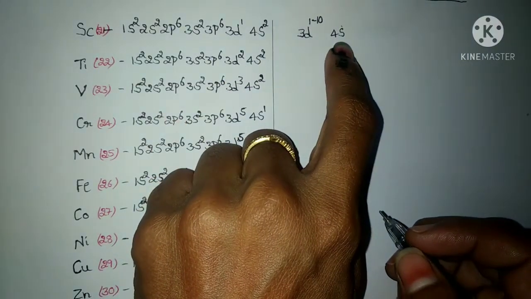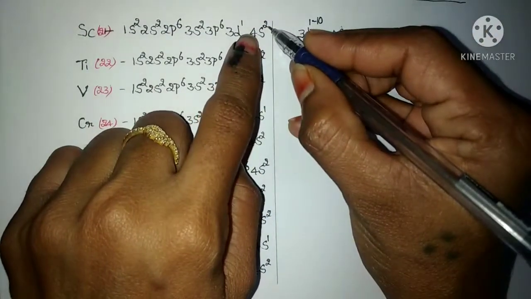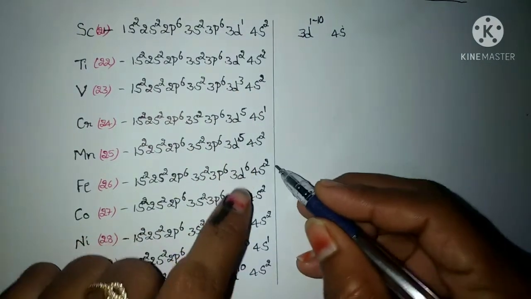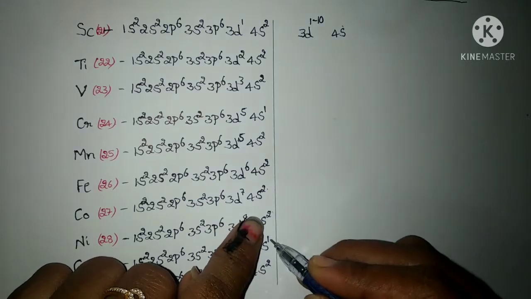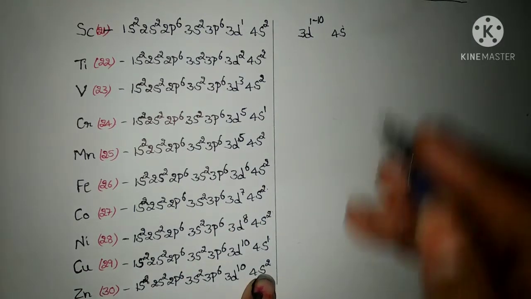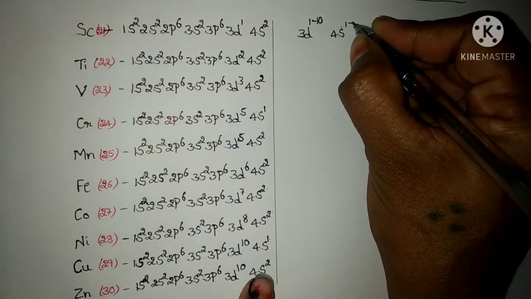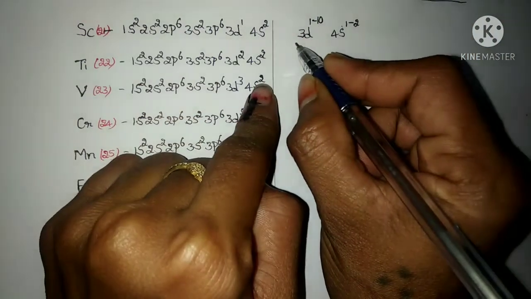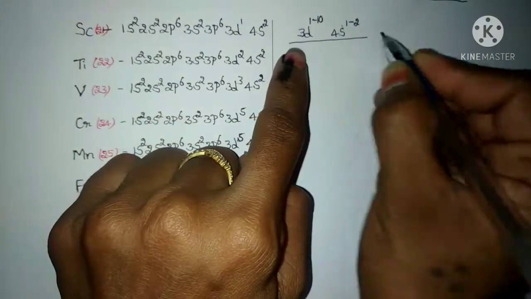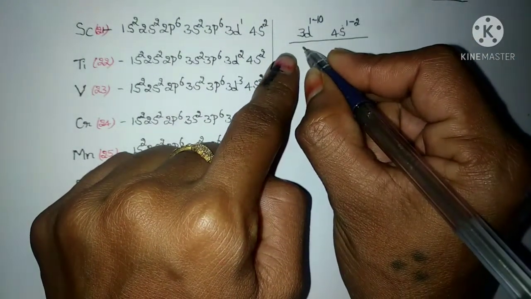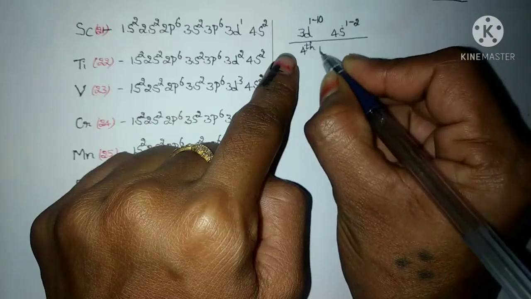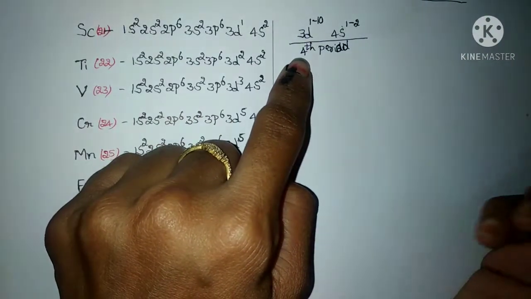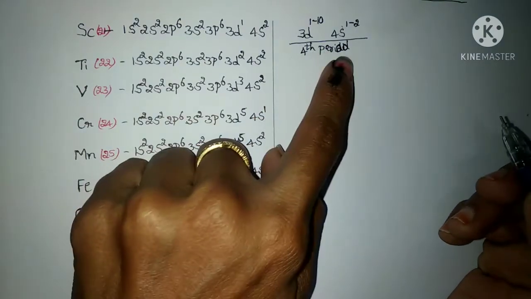Similarly in 4s, how many electrons are present? 2, 2, 2, 1, 2, 2, 2, 2, 1, 2. So here the number of electrons varies from 1 to 2. This is the general electronic configuration for fourth period elements.